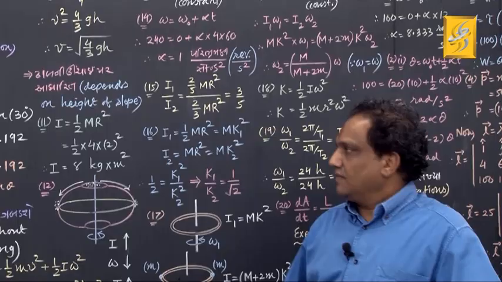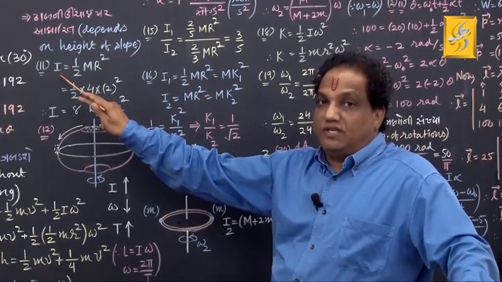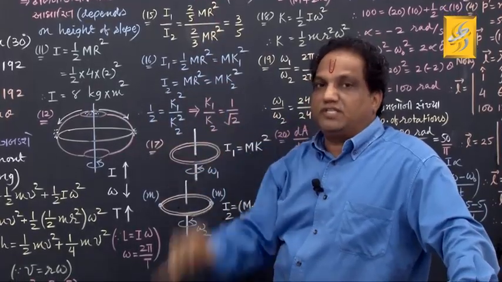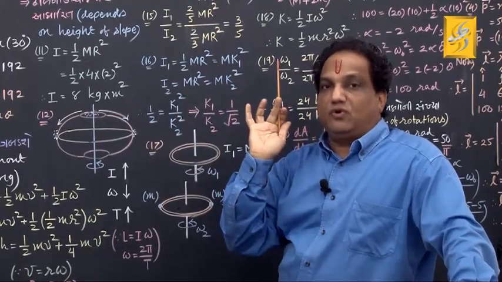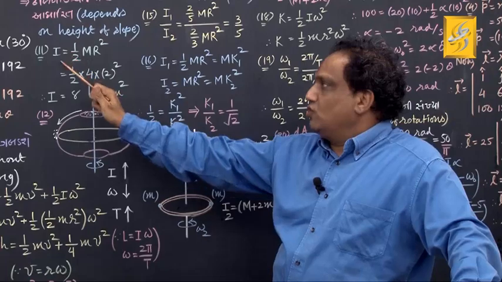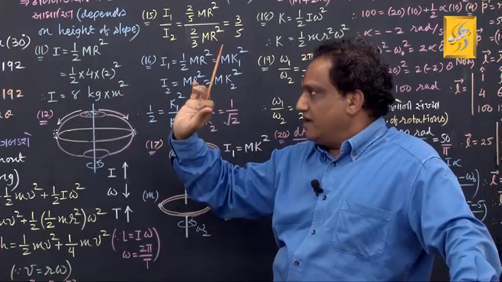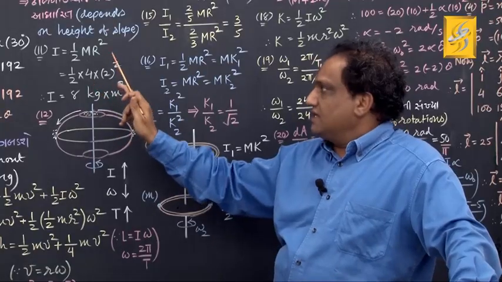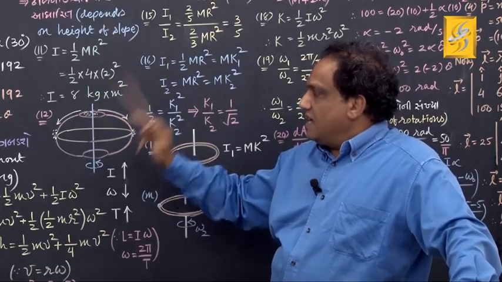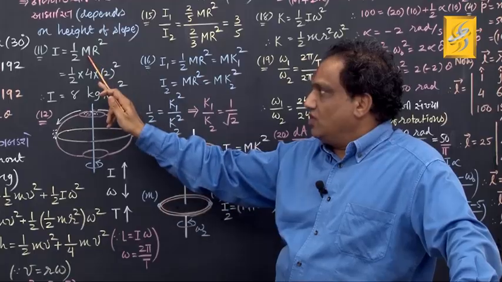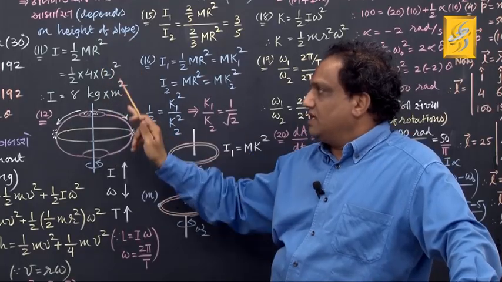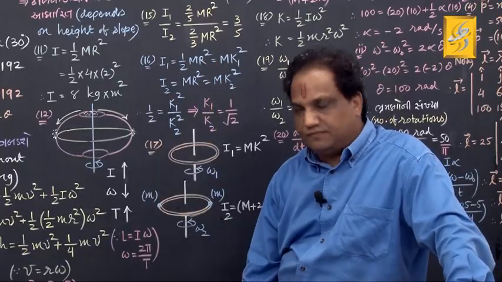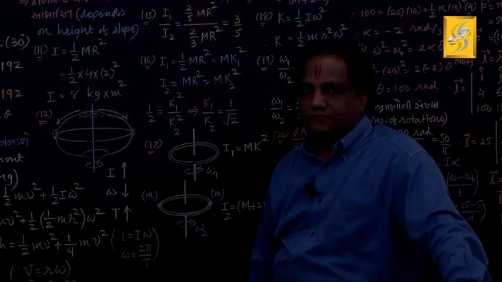Moment of inertia for a solid circular disc or for a solid cylinder about an axis passing through its center and perpendicular to its plane is I equals 1 by 2 mr square. M is the mass given to you, 4 kilogram, radius is 2 meter. Simplify. Answer is 8, unit of mass is kilogram, unit of radius square is meter square. 8 kilogram meter square. Got it? Read number 12 now.